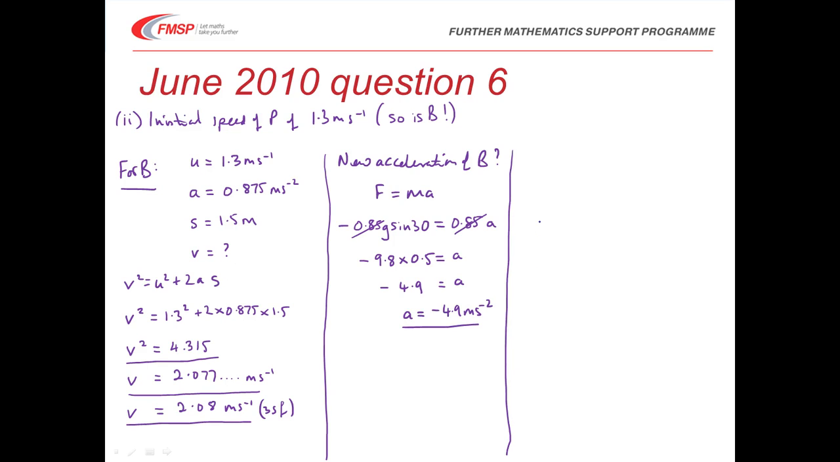So now back to SUVAT to finish off. And what's happened for B? Well, after travelling 1.5 meters, let's just make a note of that.